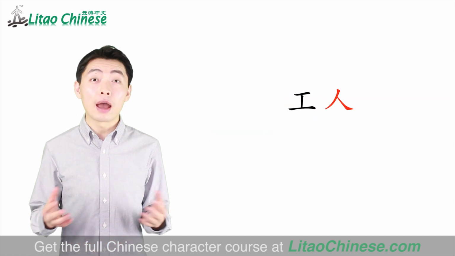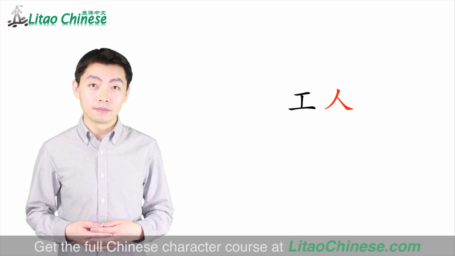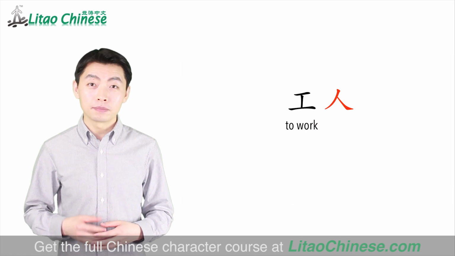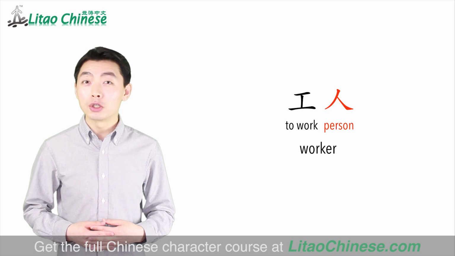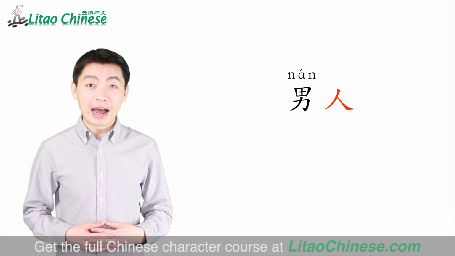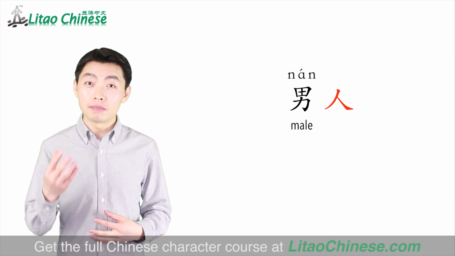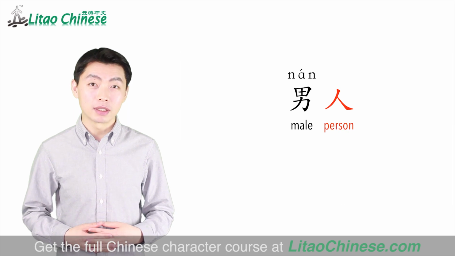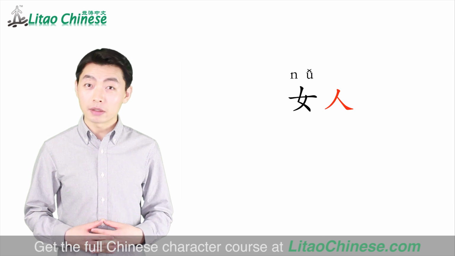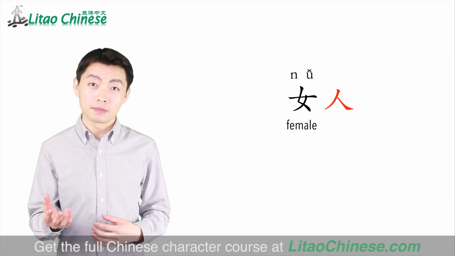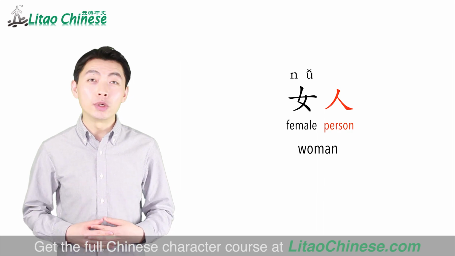In lesson 1, I already showed you the word 工人. 工 means to work. 工人, work person, is worker. 2 new words. 男人. The character 男 means male. 男人, male person, is man. 女人. The character 女 means female. 女人, female person, is woman. 女人, woman.